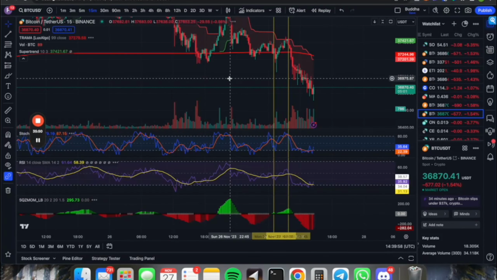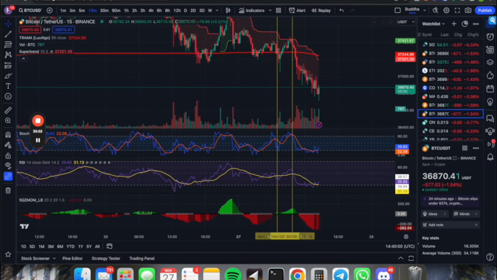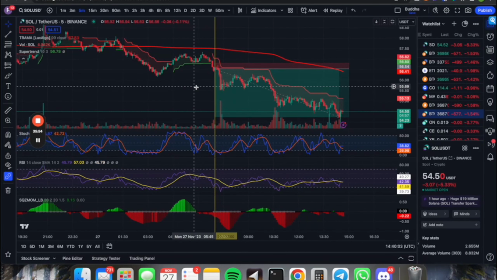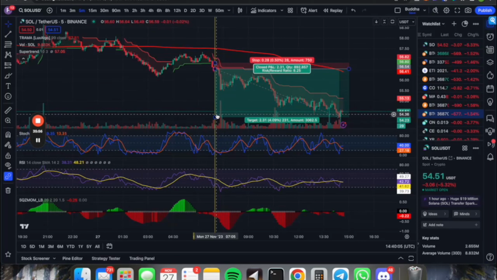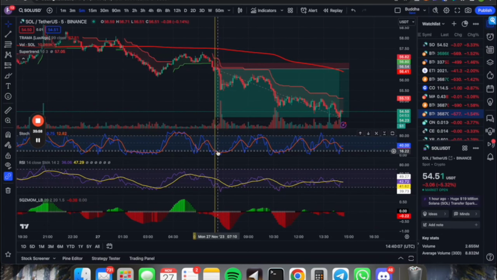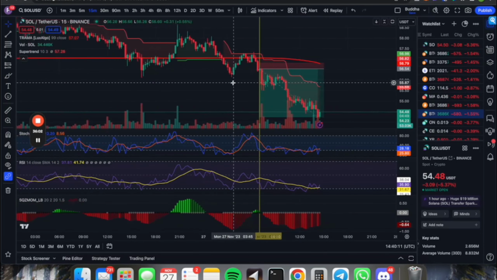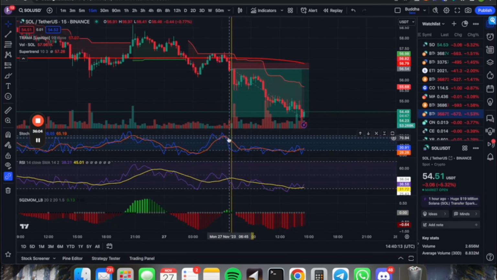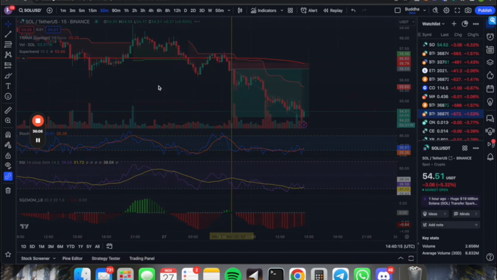The 15-minute was turning down. Okay, so that's why. My 5-minute was going down. It was almost bottomed out. So usually I would wait for the move up. However, the 15-minute was just at the start of going down.